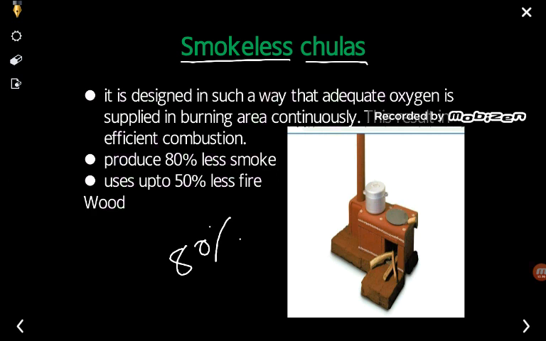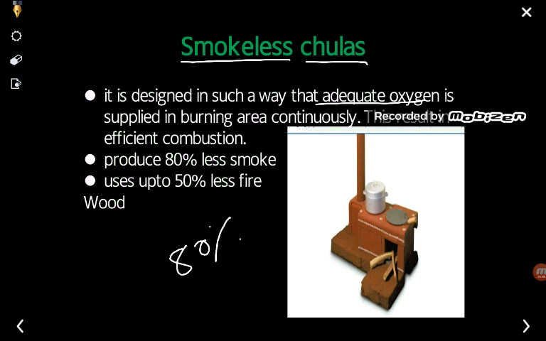So what is a smokeless chulha? It is designed in such a way that adequate oxygen, मतलब जितना ज़्यादा ऑक्सीजन चाहिए उतना available किया जाता है, and is supplied in the burning area continuously. जहाँ कहीं पे भी burning area है वहाँ ऐसा design किया गया है कि most of the oxygen is supplied in the burning area continuously, and this results in efficient combustion.